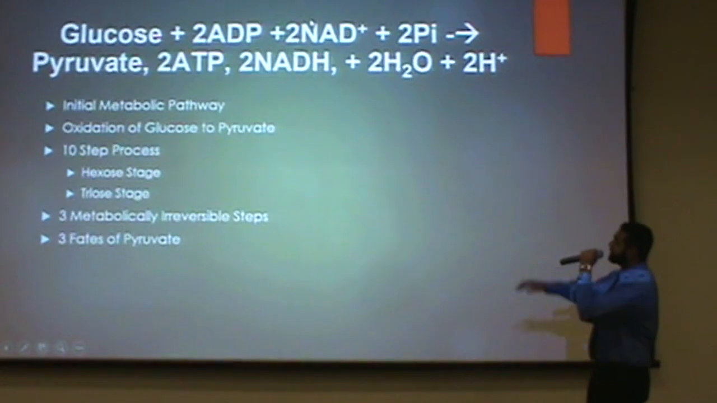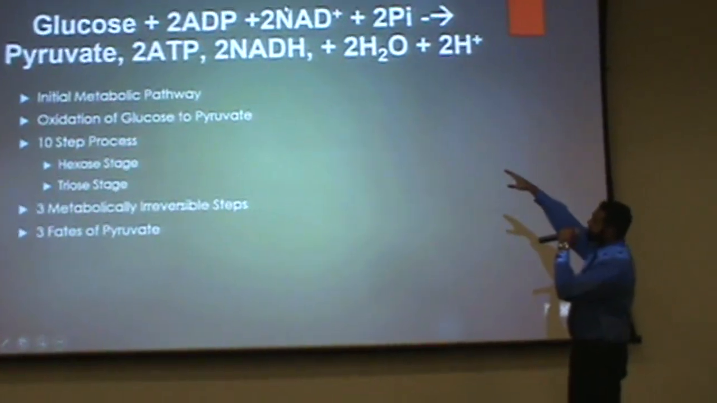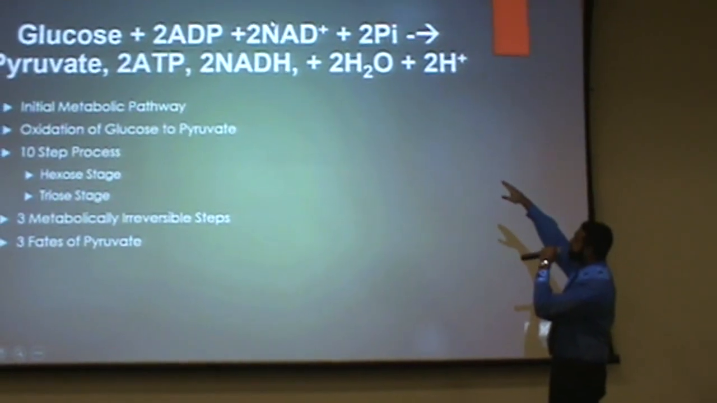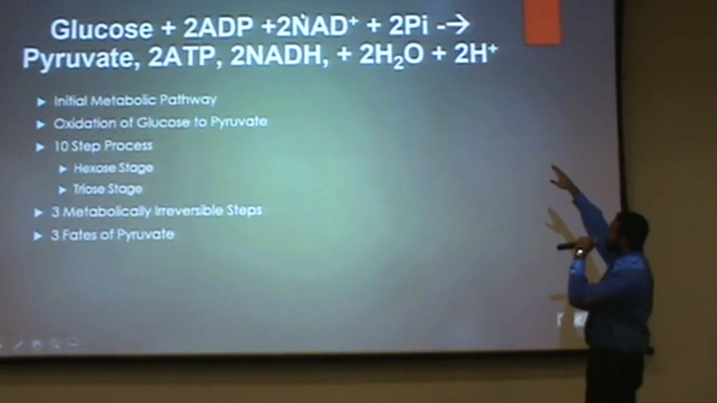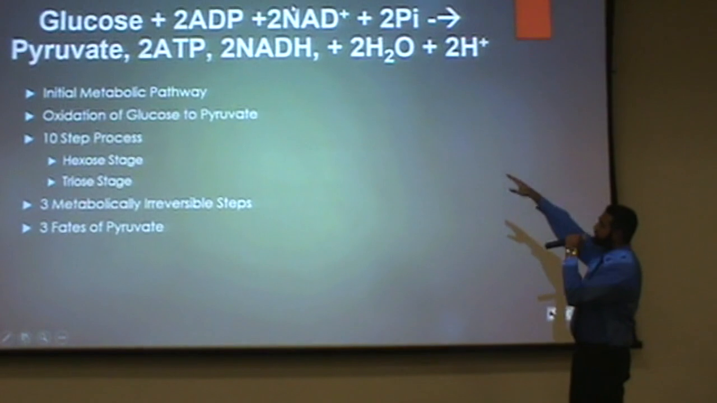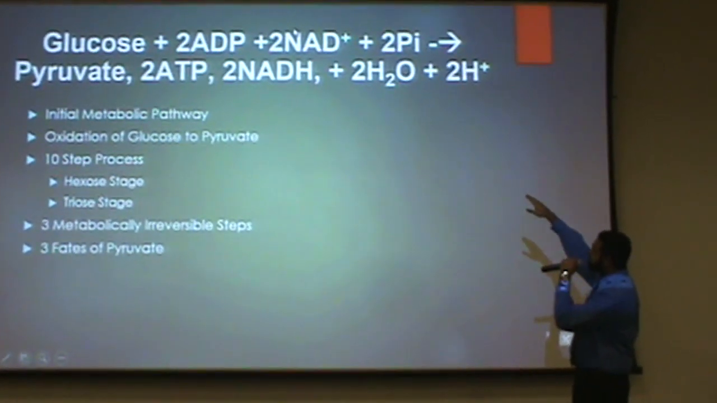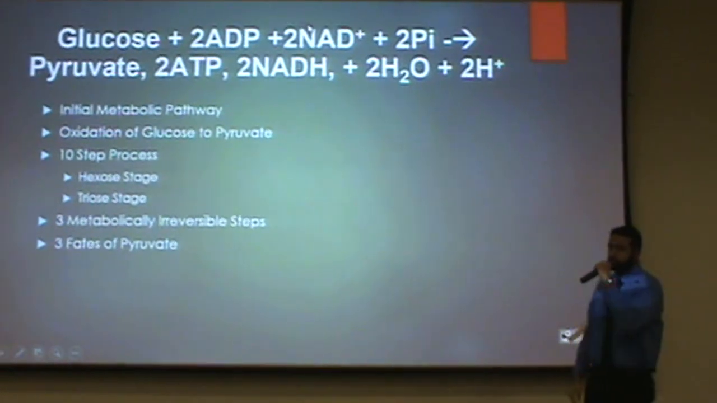The net equation is 1 molecule of glucose, 2 ADP molecules, 2 NAD plus molecules, and 2 inorganic phosphate molecules that are converted into pyruvate, 2 ATP, 2 NADH, 2 H2O, and 2 protons.